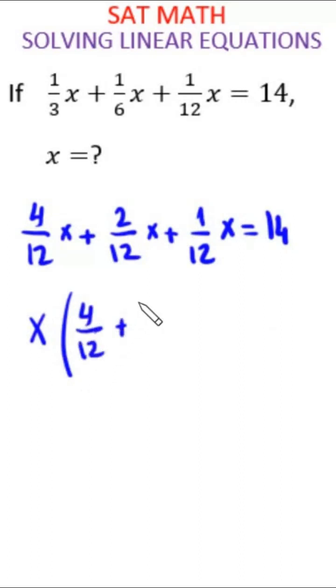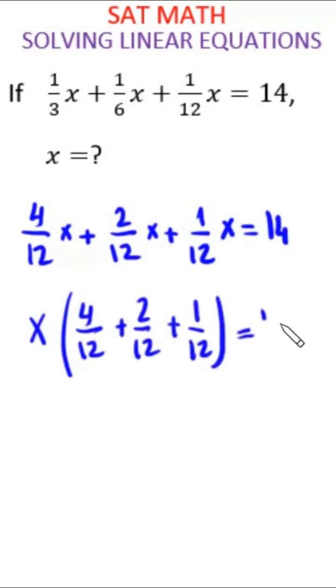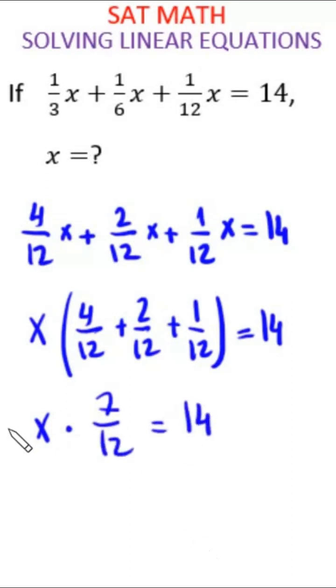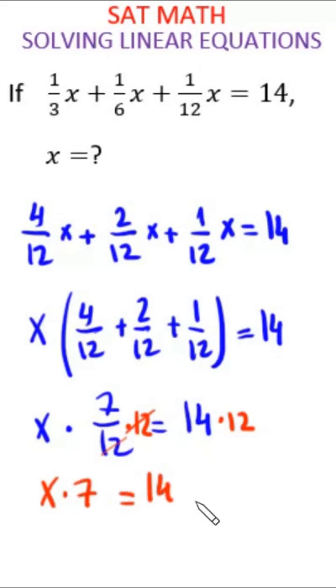4 over 12 plus 2 over 12 plus 1 over 12 is equal to 14. So now let's add these fractions. 4 plus 2 is 6, plus 1 is 7. 7 over 12. So x times 7 over 12 is equal to 14. So now we can multiply both sides by 12. So these two 12s will be cancelled out. So on the left hand side, we're going to have x times 7. And now on the right hand side, we're going to have 14 times 12.